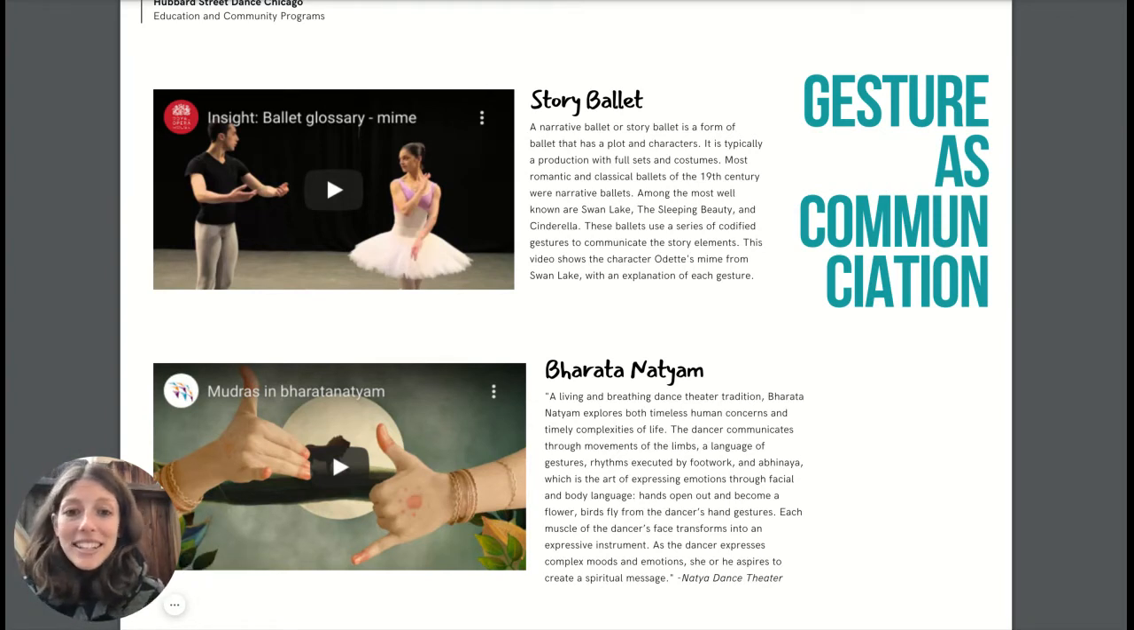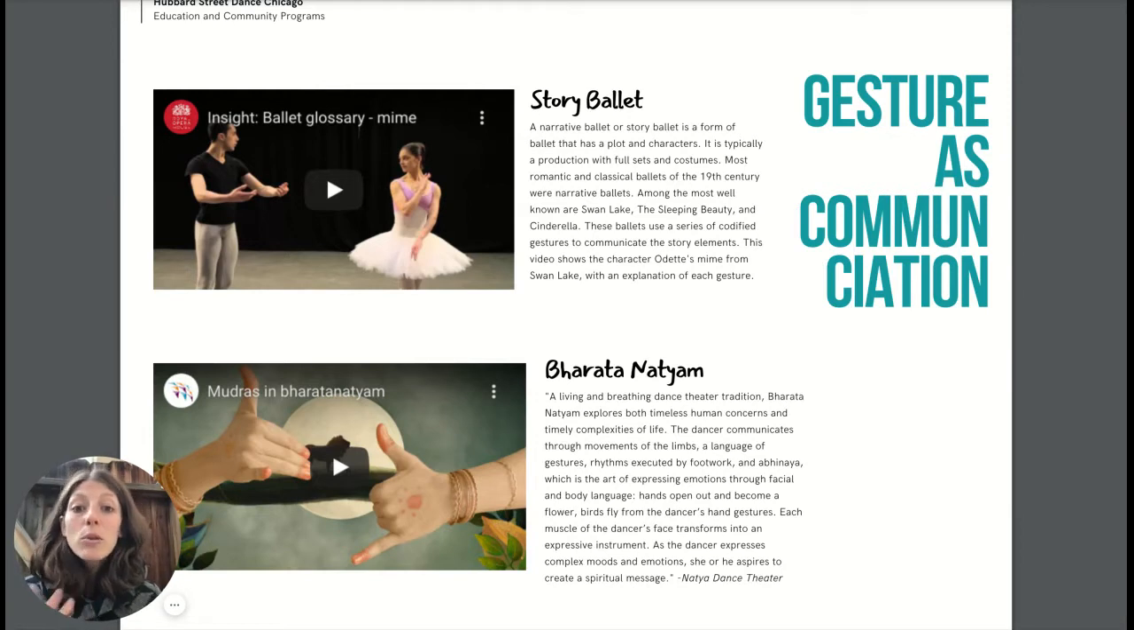So now let's compare and contrast Bharatanatyam with a style you may have seen a little bit more of before, ballet, right? Story ballet. So a narrative ballet or a story ballet is a form of ballet that has a plot and characters, like what we've been talking about the last couple weeks. It's typically a production with full sets and costumes. And most ballets of the 19th century were narrative ballets, meaning they weren't just dancing around for fun. There was a specific story that they were telling with characters and a narrative.